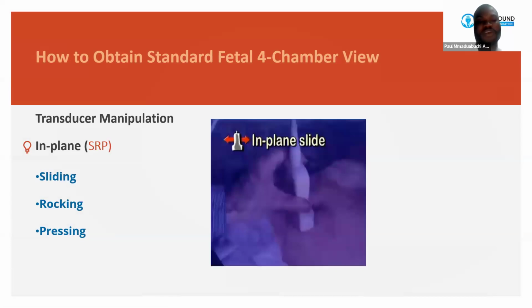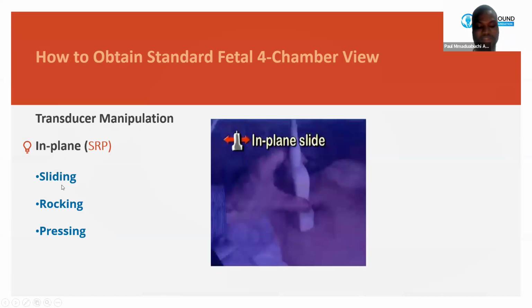So we want to talk about how you'll be able to obtain this four chamber view. In obtaining them, we look at it in two ways: the transducer manipulation, and then we also look at it in respect to the landmarks. In your transducer manipulation, we have the in-plane, which I abbreviate as the SRP. You have your sliding, your rocking, and your pressing.